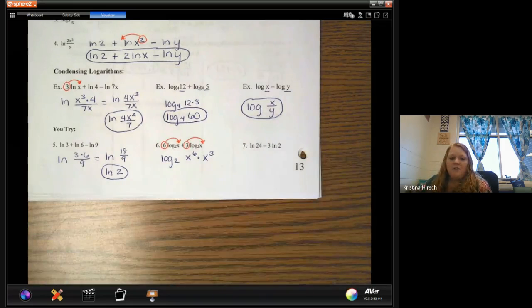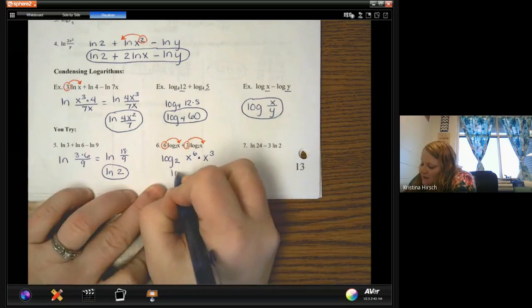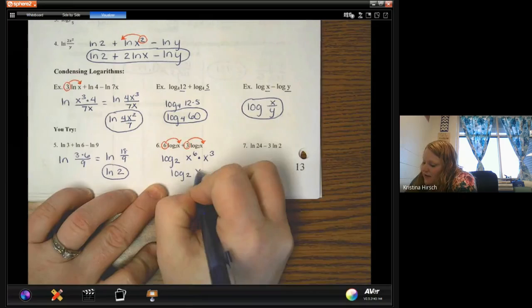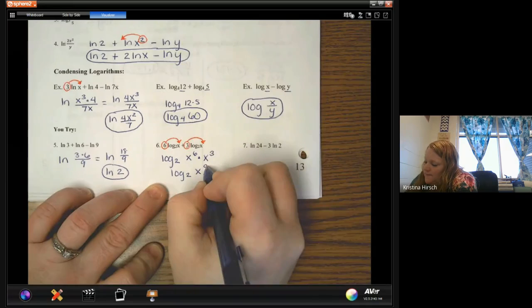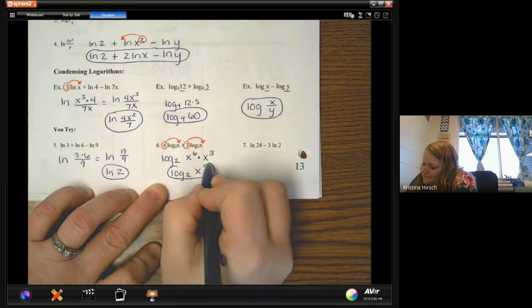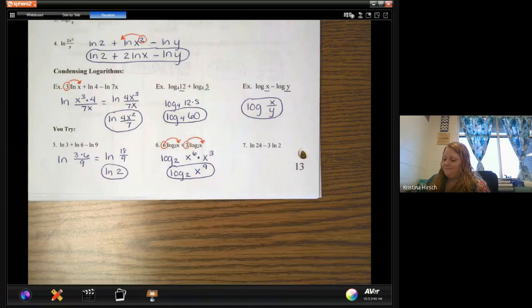All right, so now we need to clean it up. Well, what is x to the 6 times x to the 3rd? Well, what do you do with exponents? You add them. So this would be the log base 2 of x to the 9. And then that's it. So we've condensed it down.